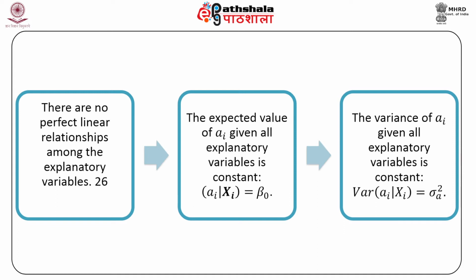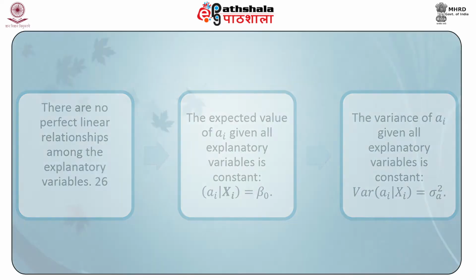This is the assumption that rules out correlation between the unobserved effect and the explanatory variables, and it is the key distinction between fixed effects and random effects. Because we are assuming no correlation between a_i and all x_it, we can add time constant explanatory variables. Assumption number 9, the variance of a_i given all explanatory variables is constant. Variance of a_i given x_i is equal to sigma square a.